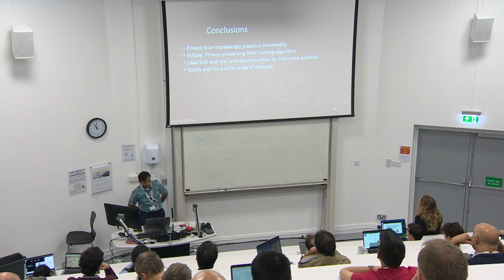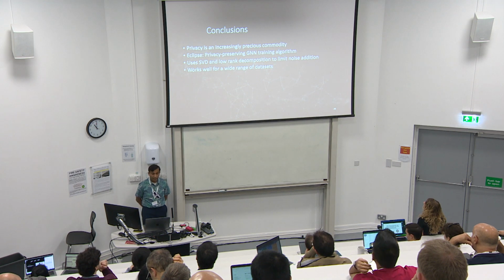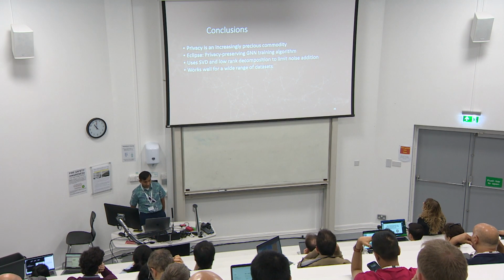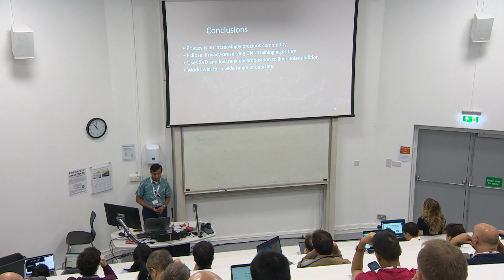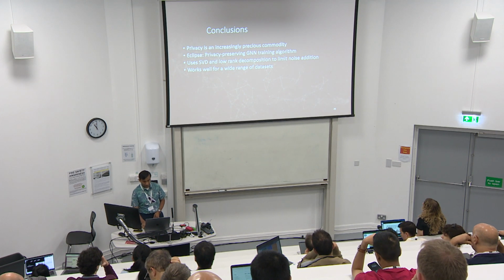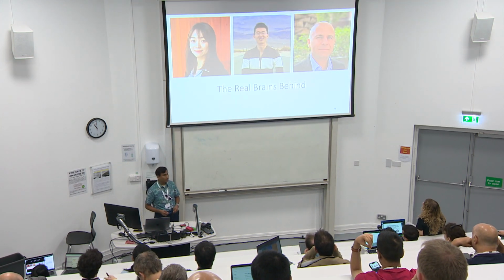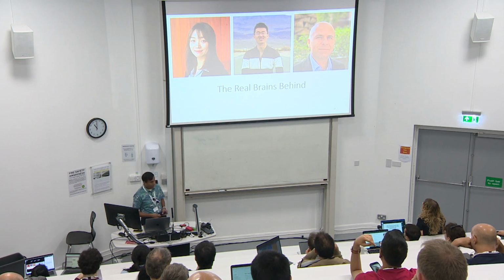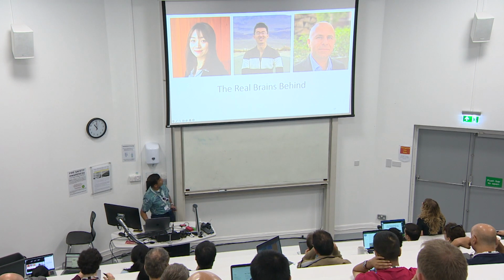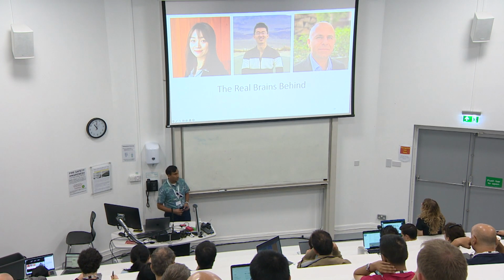So conclusions: privacy is an increasingly precious commodity. Eclipse is a privacy preserving GCN, uses SVD and low rank decomposition, and it works well across a whole range of data sets. And of course, I would be remiss if I don't show my students and my collaborators who worked on this paper. That's the first author, Ting, and then Yunye, and then my colleagues, Salman and Amir.